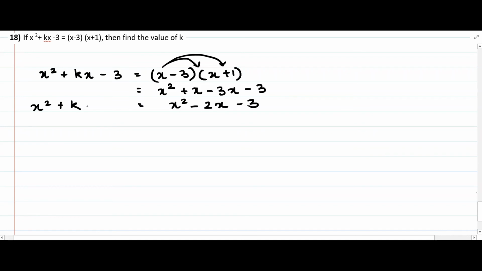Okay, so comparing the LHS and the RHS, you can cancel x square and x square terms, minus 3 and minus 3 terms. So we are left with the coefficient of x term. So kx equal to minus 2x. So we get k equal to minus 2. So this is the value of k. Hope you all understood this.